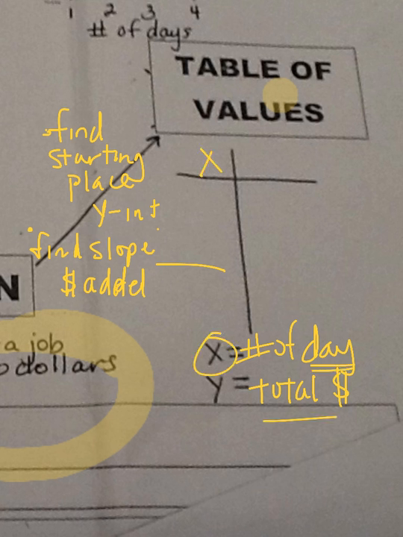So now we know that we're starting out with 0 money. That's 0 when X is 0. When X is 0, that's always your y-intercept. Always. And then it says we're growing by 2 each time. So after 1 day, I'm going to have 2. After 2 days, I'm going to have 4, etc.